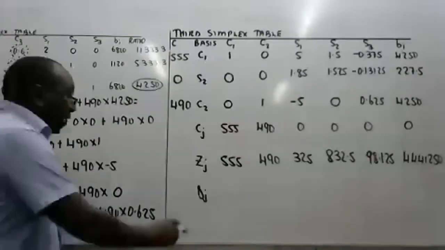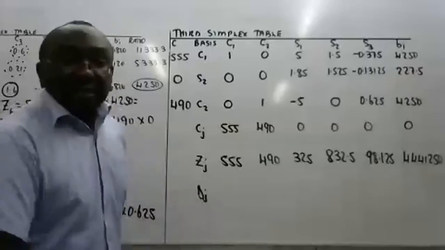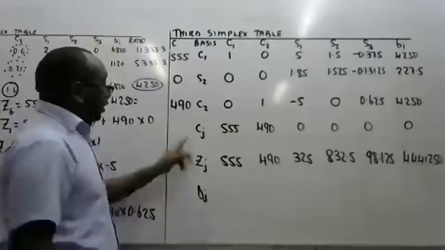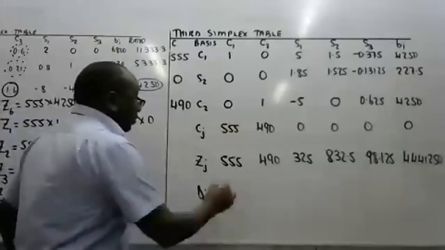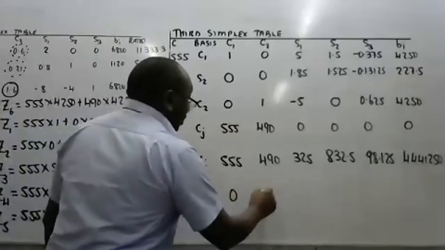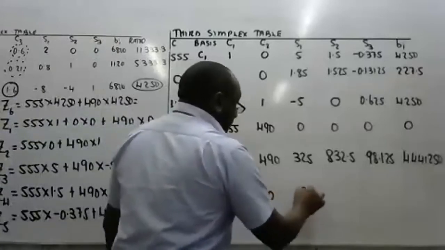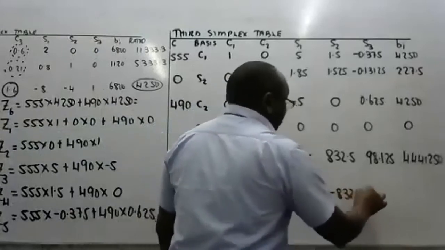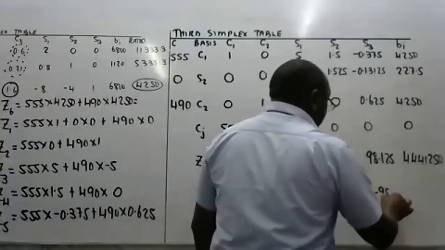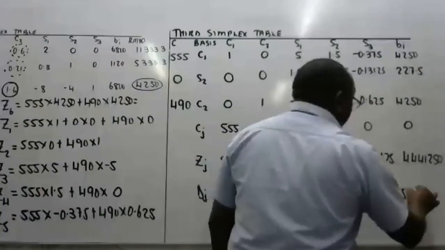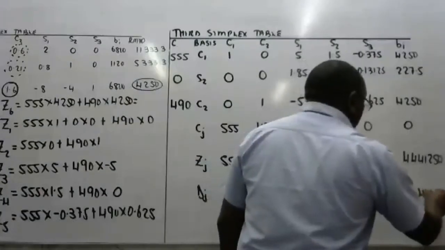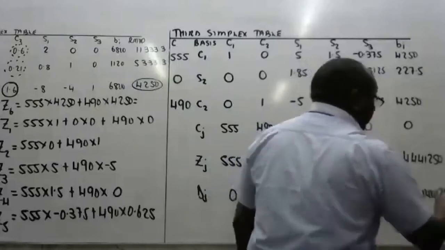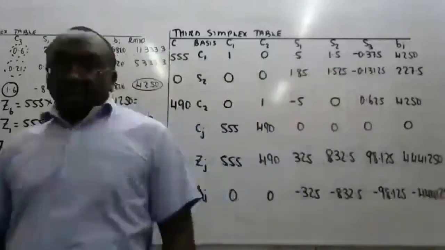so now let's get to DJ. DJ is CJ minus ZJ. So this is 0. This is 0. This is minus 325. This is minus 8.2.5. This is minus 98.125. And this is minus 441,250.